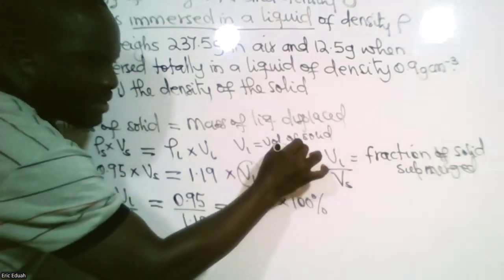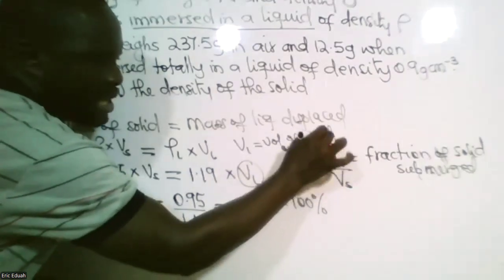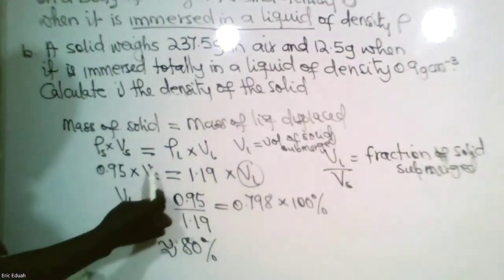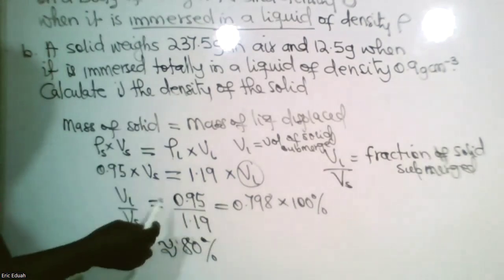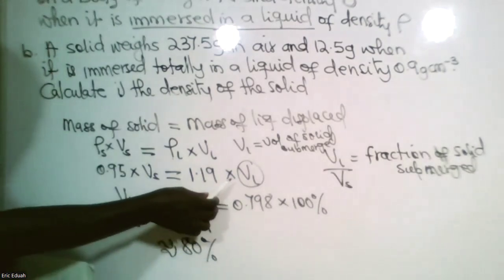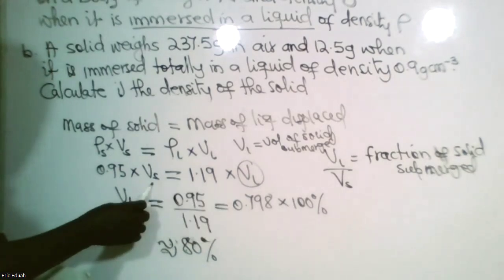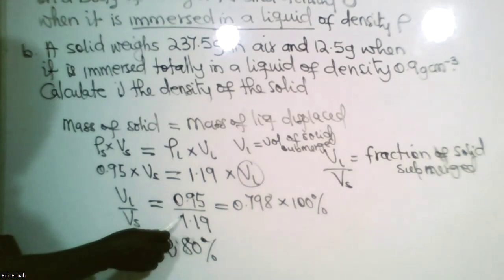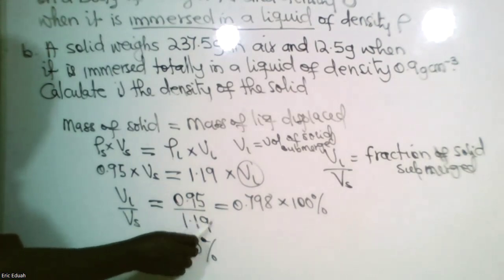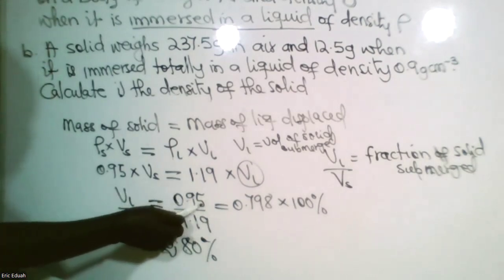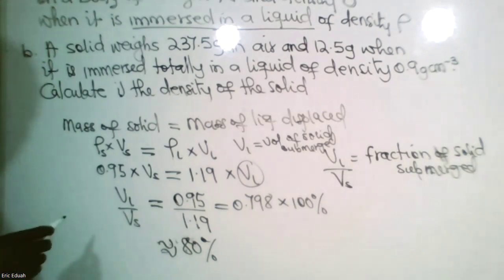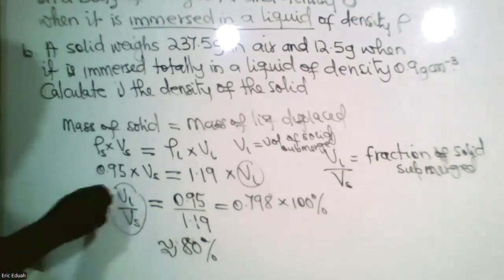submerged, create a ratio of VL over VS. And that's exactly what we've done. So we are making VL over VS the subject, which gave us 0.95 divided by 1.19. So this is density of solid divided by density of liquid. Okay, what does this ratio mean?